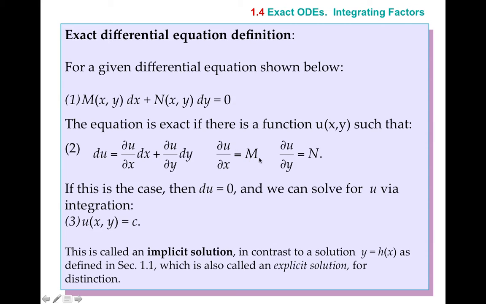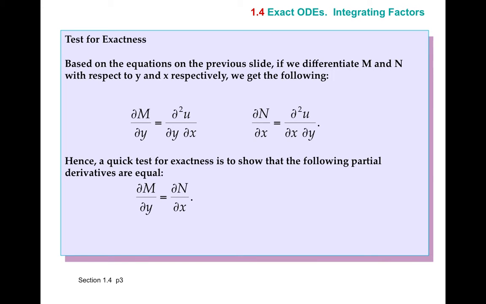And that is, if the function M is equal to the partial of u with respect to x, and if the function N is equal to the partial of u with respect to y, and if du is equal to 0. So if these three cases are met, obviously if du is equal to 0, it's very easy to integrate u and get the constant c, and then that allows us to obtain a solution. This is referred to as an implicit solution, and that's in contrast to a solution where we would have y given as some function of x, which is called an explicit solution. So this defines whether or not a differential equation is exact.